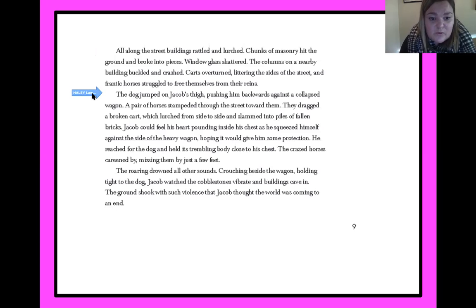They dragged a broken cart, which lurched from side to side and slammed into piles of fallen brick. Jacob could feel his heart pounding inside his chest as he squeezed himself against the side of the heavy wagon, hoping it would give him some protection. He reached for the dog and held its trembling body close to his chest.